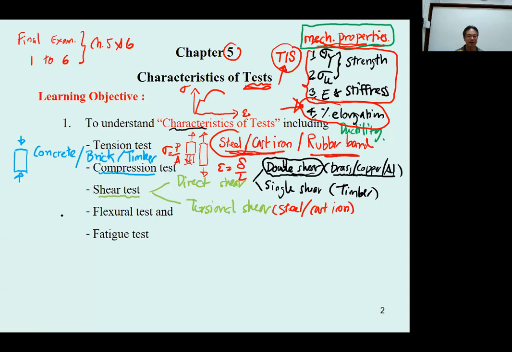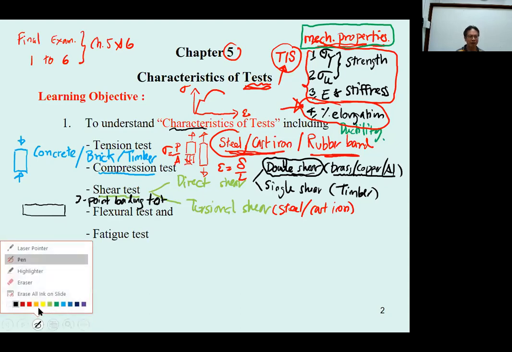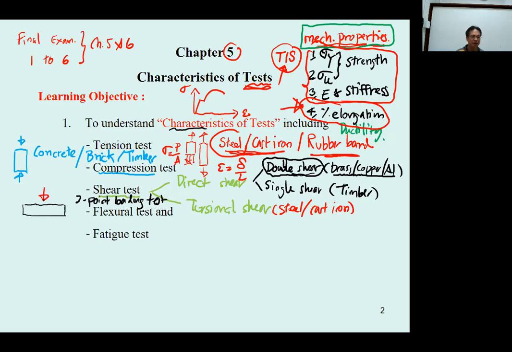And then later, you have another one, which is the flexural test. For the flexural test, we did it in the form of a 3-point loading test, okay? We do it by putting the force onto the specimen, and there are two reactions, a total of 3.